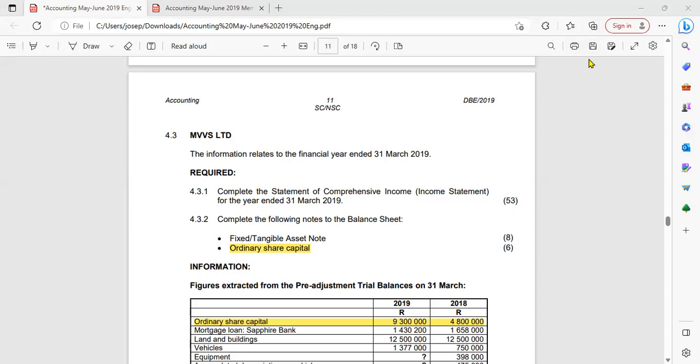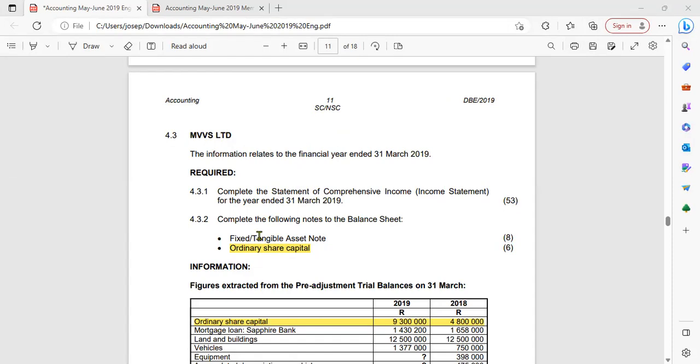Today we are going to focus on ordinary share capital and retained income. But first, the question paper that I am holding is the 2019 question paper. And as you know, guys, at that time in 2019 there were no paper one and paper two. So from the question paper that I have, I highlighted what we are going to do today, right?